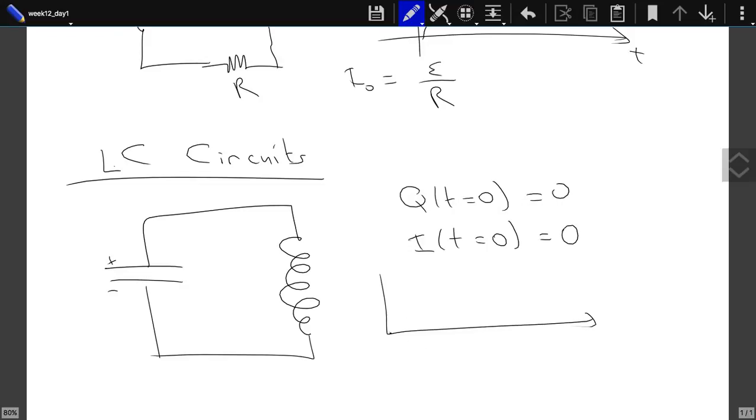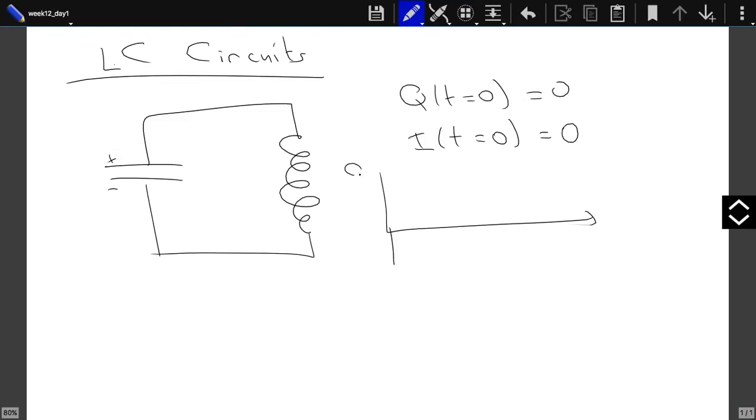So let's see, this is Q as a function of time, and this is I as a function of time. Initially we don't have 0 charge, initially we have the Q0 charge. The current starts from Q0. No, the charge starts from Q0. The current starts from 0.